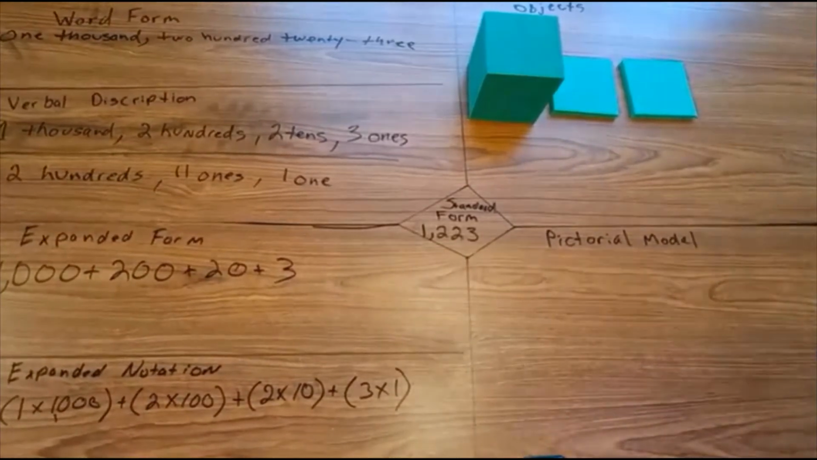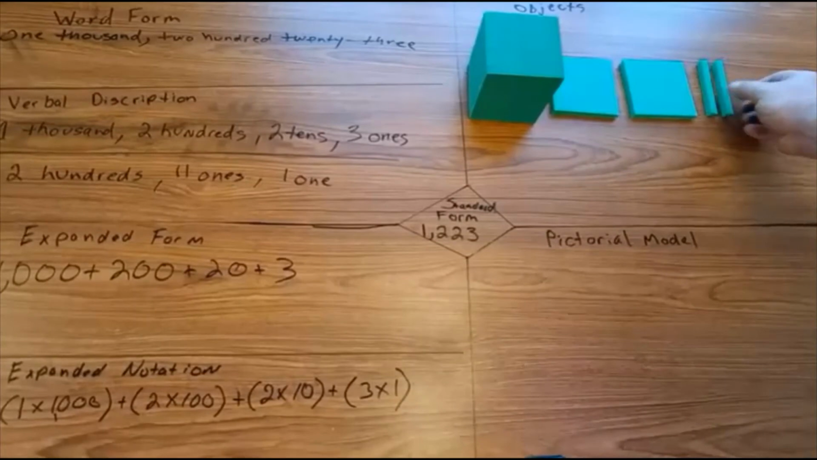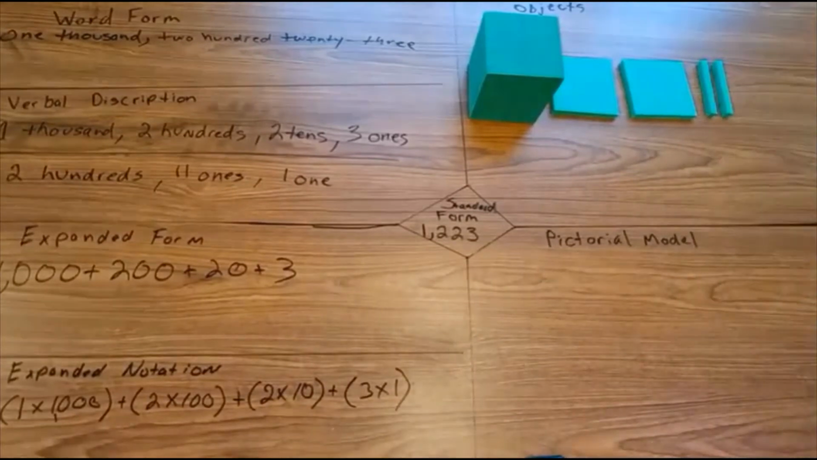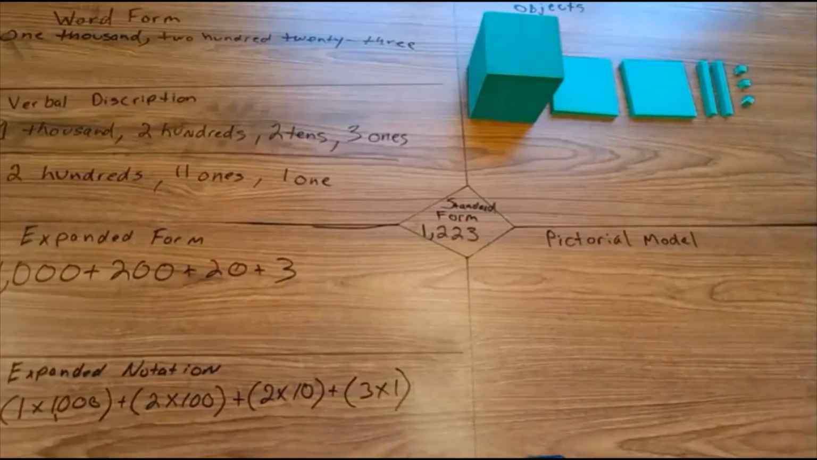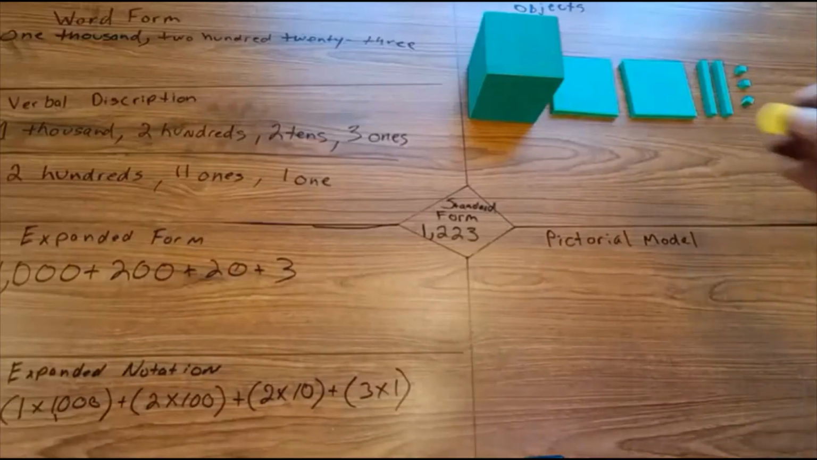And I also have 2 tens and 3 ones. So this is a way to use objects to represent 1,223. Okay, another way I can use objects, I can use this place value disk.